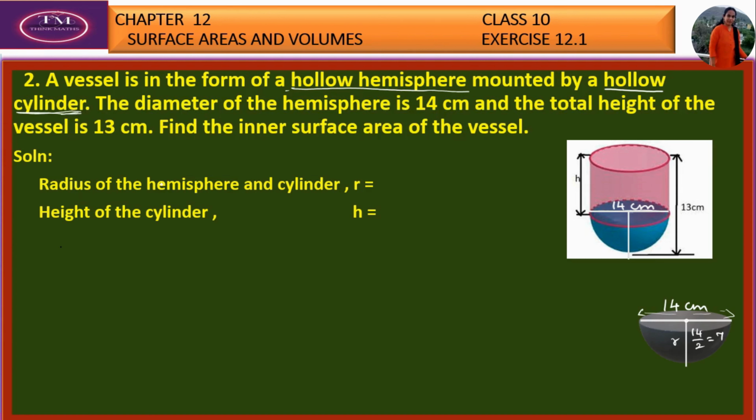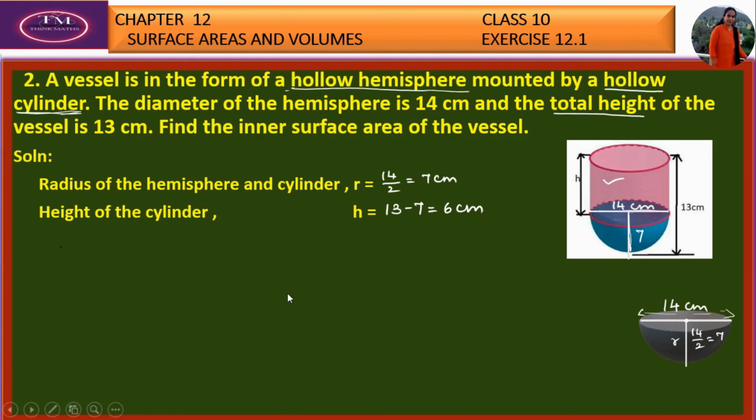So now we know that radius of the hemisphere and cylinder R is equal to diameter by 2, which is 14 by 2 equal to 7 centimeter. Now we have to find out the height of the cylinder. So what is given here? Total height of this vessel is 13 centimeter. So from the total height, we have to take out the height of the hemisphere to get the height of the cylinder. Height of the hemisphere is nothing but radius of the hemisphere, which is 7. So 13 minus 7, it is 6. So height of the cylinder is 6 centimeter.